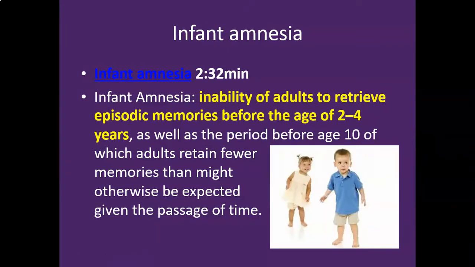So we have another thing that's called infant amnesia. Infant amnesia is an inability of adults to retrieve episodic memories before the age of 2 to 4 years of age. Think back. Can you remember anything when you were born? Can you remember as an infant? Can you remember as a toddler? You might have some fragmented memories, and they might be memories that have been shared with you, so you think you have those memories, but for the most part, most of us don't remember very much and don't retain a ton up to the age of 10 years old.